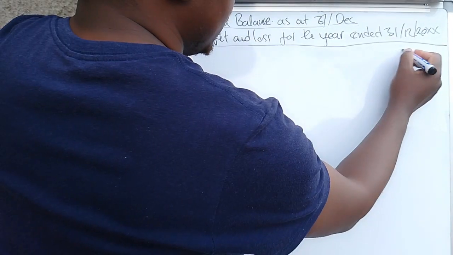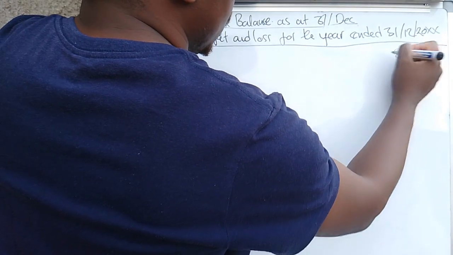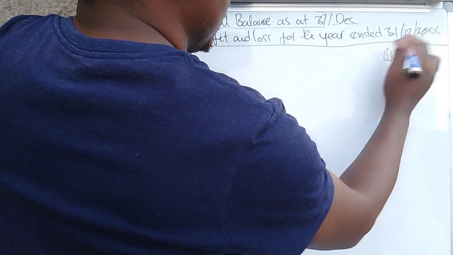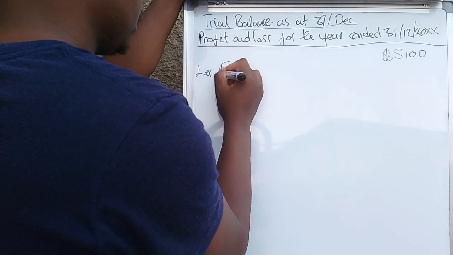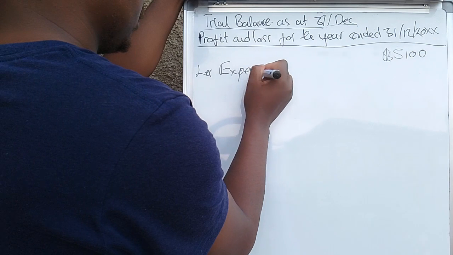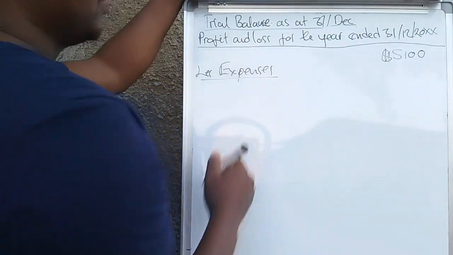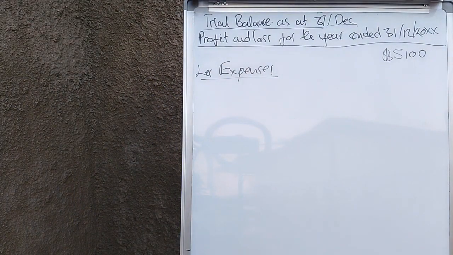We have $5,100. We now have to deduct expenses from our gross profit and other incomes figure. We look at our trial balance and try to identify all the expenses. Let's identify all the expenses.